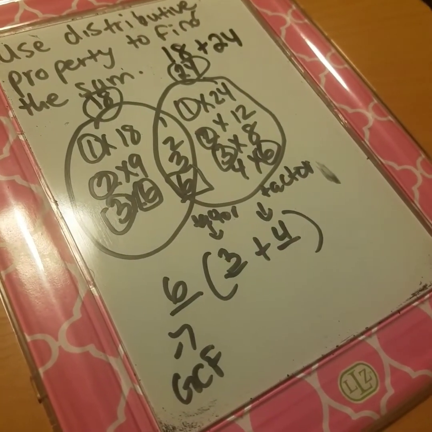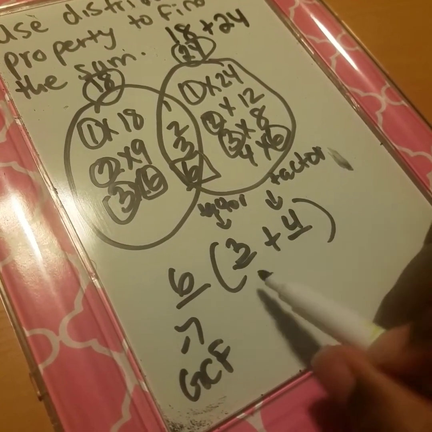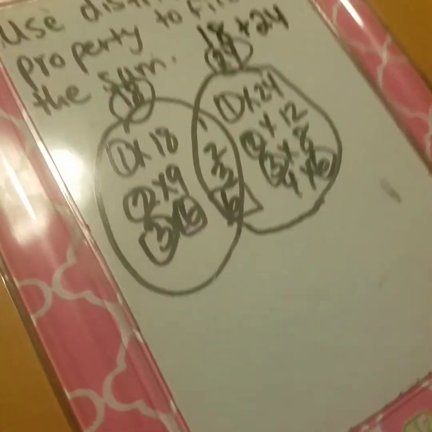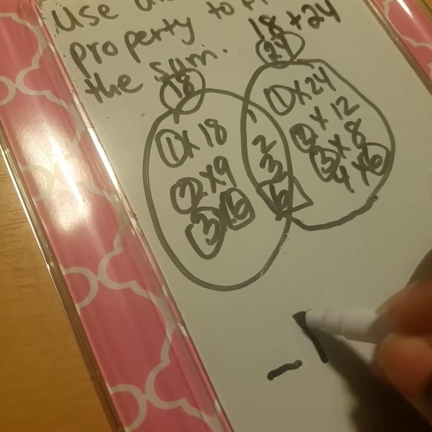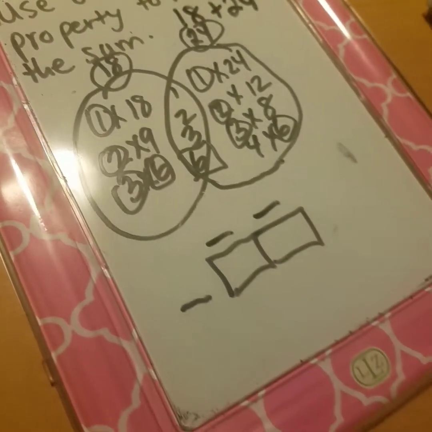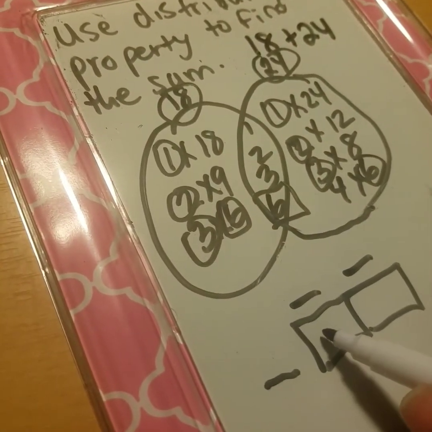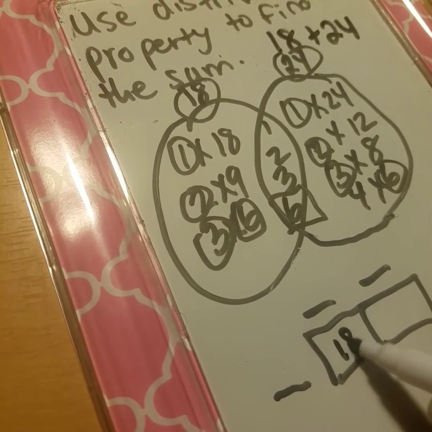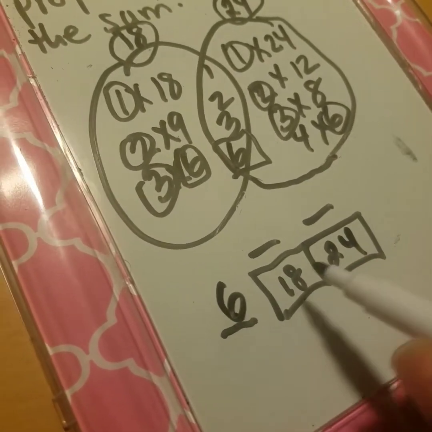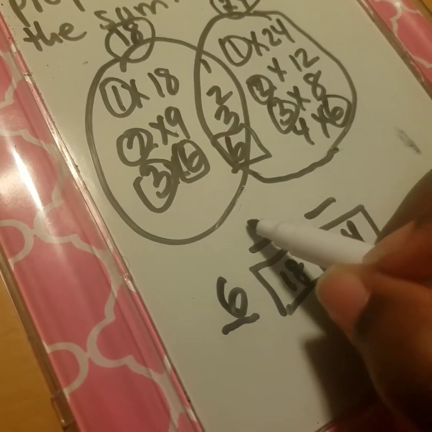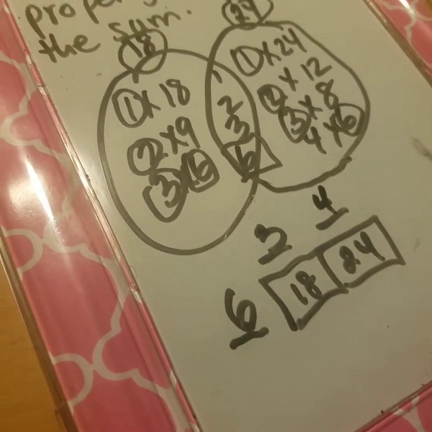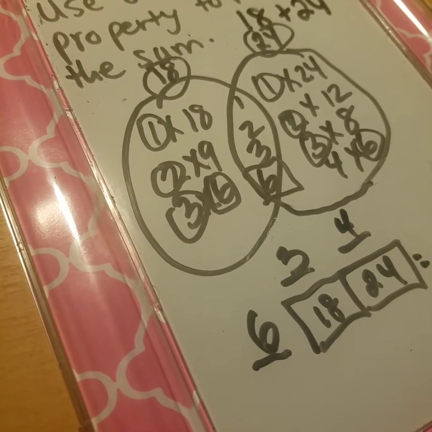Now, some students had trouble identifying which factors go here, so that is what the area model is for, which I'll show you right now. We set the area model up like this, and it's exactly how it sounds. It's basically the area of these two rectangles. This is 18, this is 24. We know the GCF is 6. 6 times what gives us 18? 6 times 3. 6 times what gives us 24? 6 times 4.